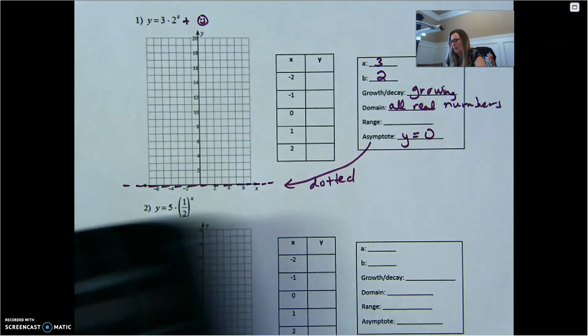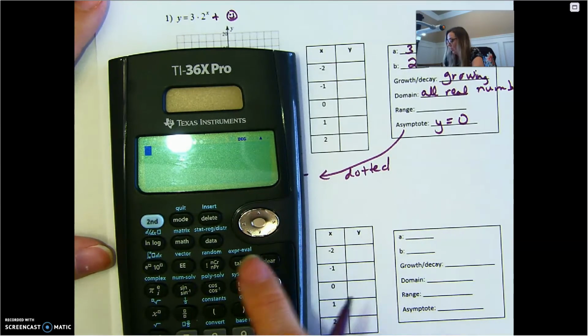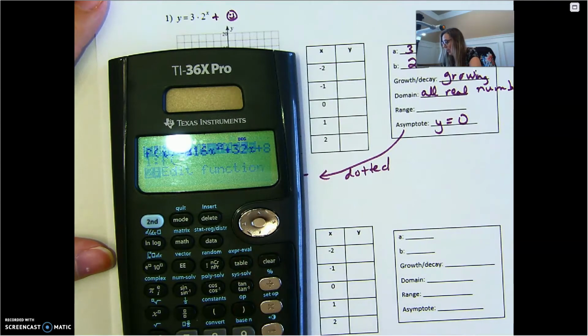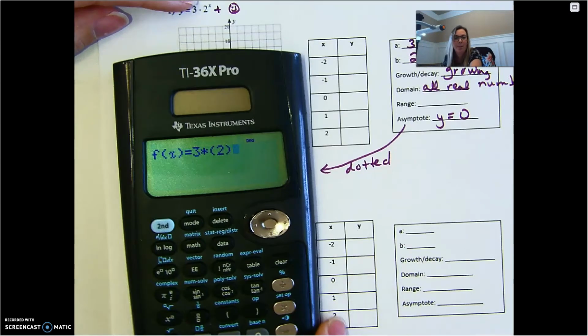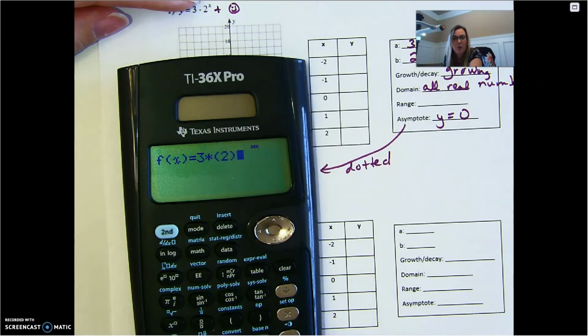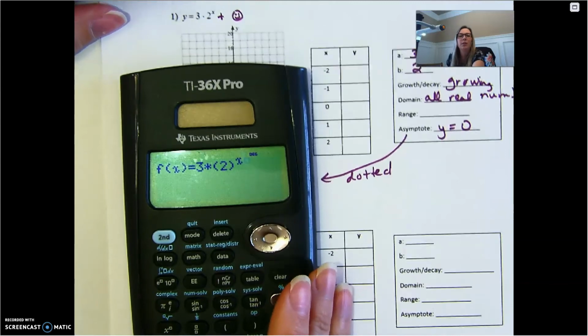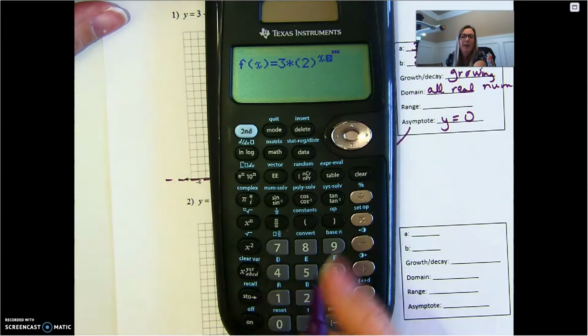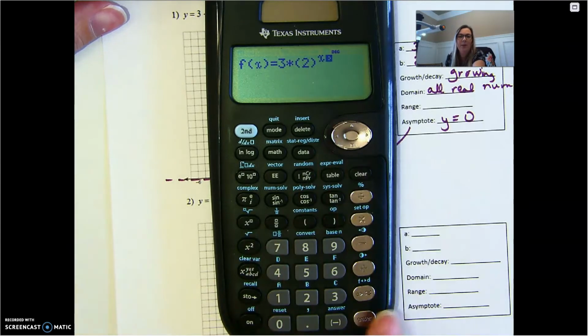Grabbing our calculators, and if you don't have a calculator, you can just type it in piece by piece. But if you've got the technology, why not practice on it? You'll hit the table button and edit in your function. You've got 3 times, and I'm going to put parentheses around my base just to make it pop. So you have 3 times 2 to the x. To get that little exponent spot, I hit this key with the blank box.